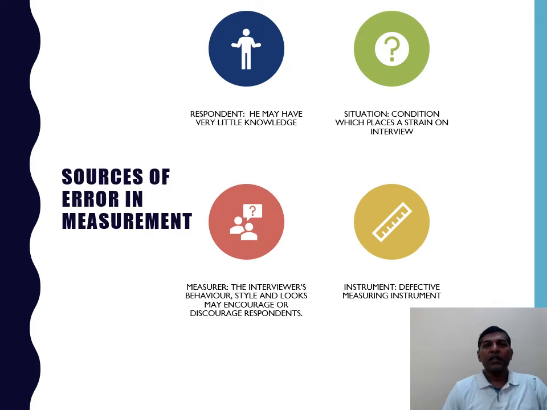Fourth is instruments. The instruments we are using should be right, accurate, and approved by some particular agency. Then also we can use them. So these are the few things we need to take care of while measuring and collecting information from a source.